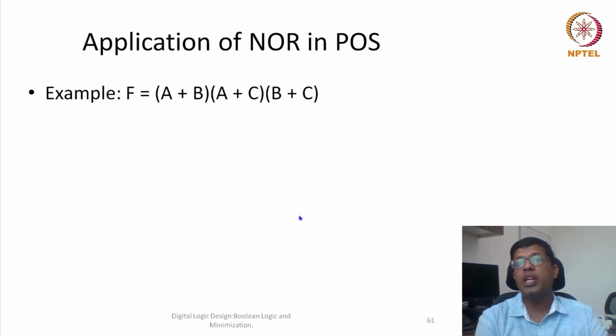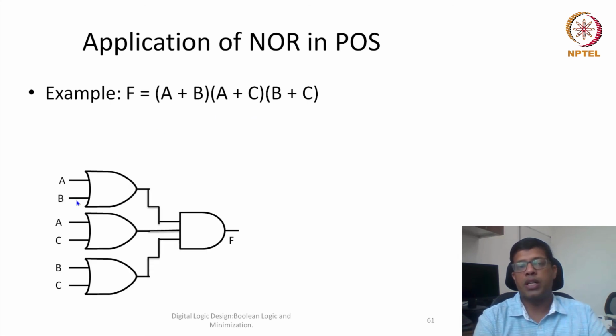Similarly, NOR gates can be used for implementation of product of sum expressions. Again, let's take a very similar example. Let's say F is a product of sum expression. There are three sum terms: A plus B, A plus C, and B plus C, and all three sum terms are in product, meaning they are all ANDed. The regular implementation has three OR gates, and the outputs of these three OR gates are ANDed to get the output F.